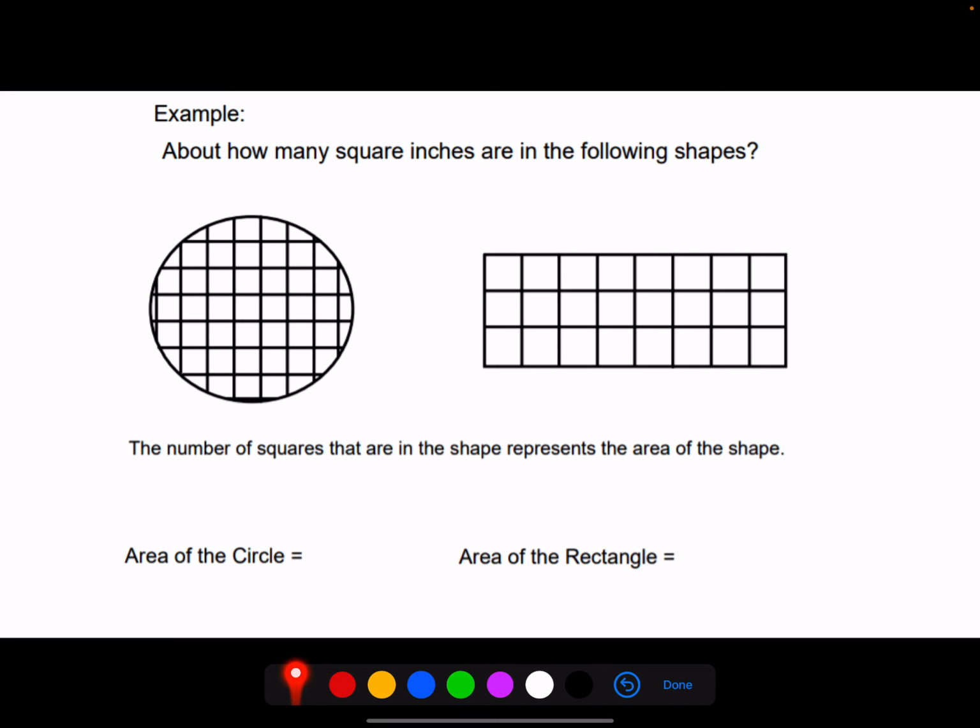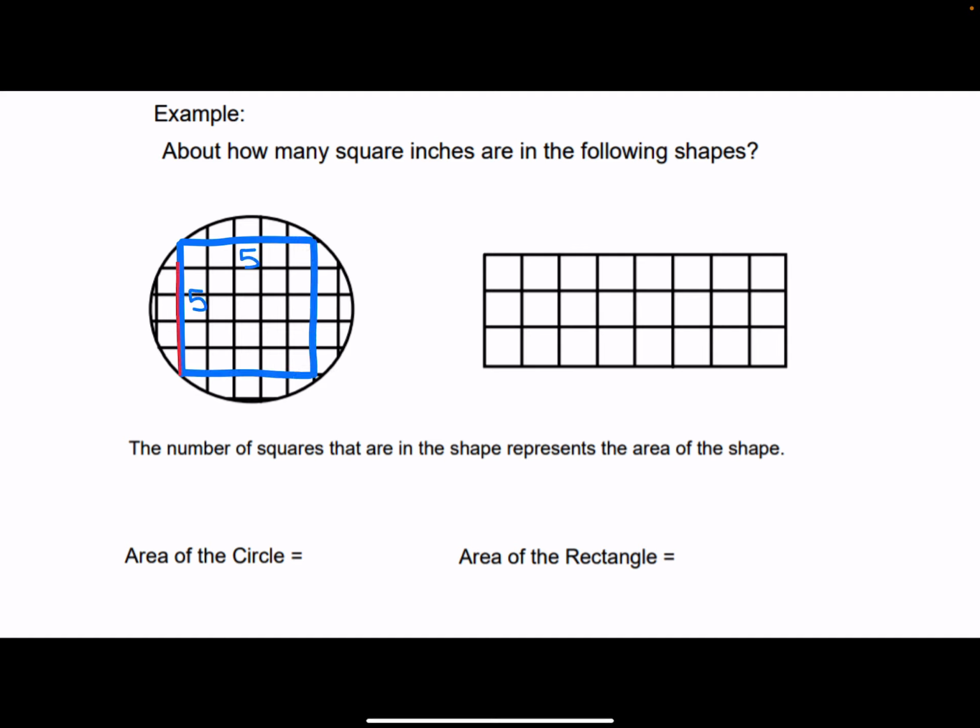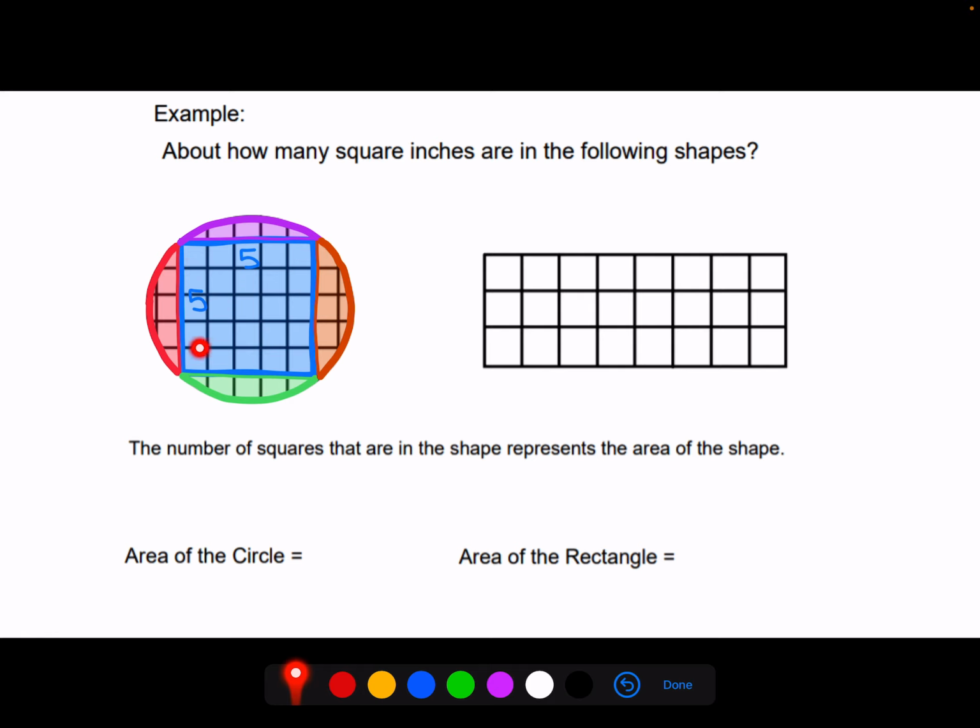So for a quick example, you guys have probably done this in the past, but we're going to find out how many square inches are in the following shapes. Back in the day, typically you just start counting: 1, 2, 3, 4, 5, 6, 7, 8, 9, 10, 11, 12, 13, 14, and you keep going the entire way. Another way to do that is to split it up into sections. I have a 5 by 5 section, so I know that this is 25 square units inside this blue block, or I can just count them and get 25.